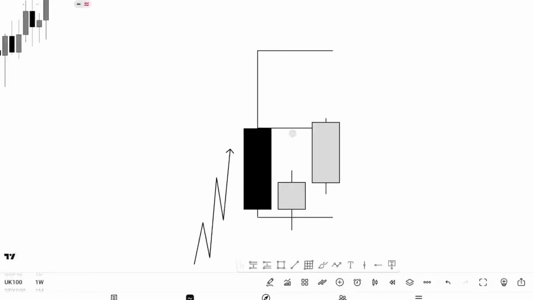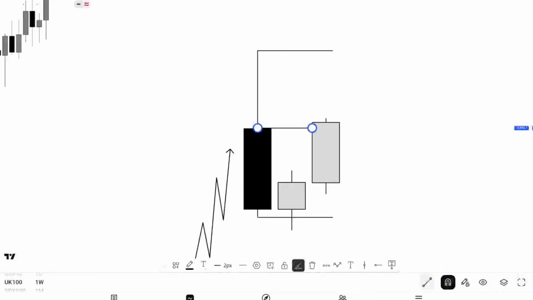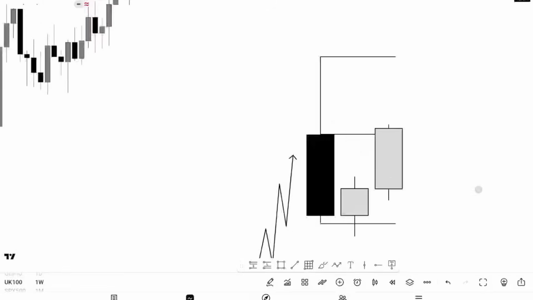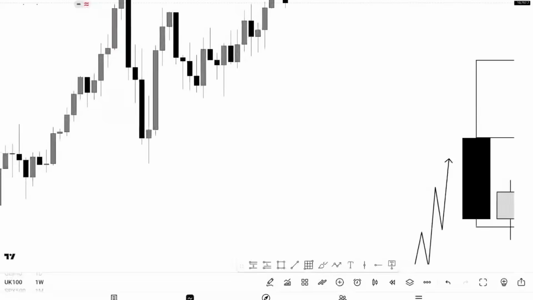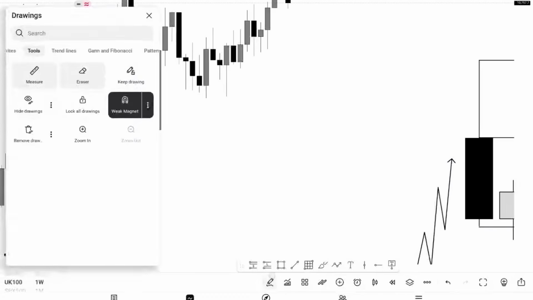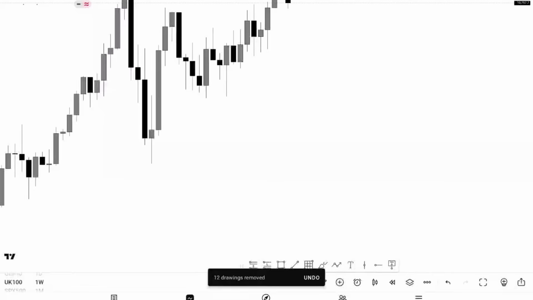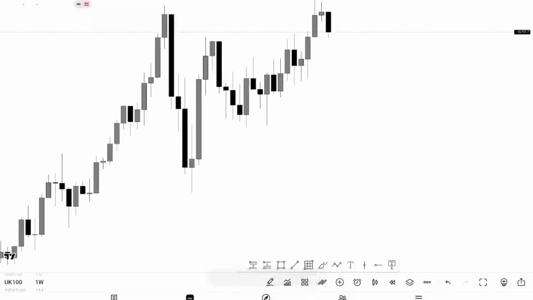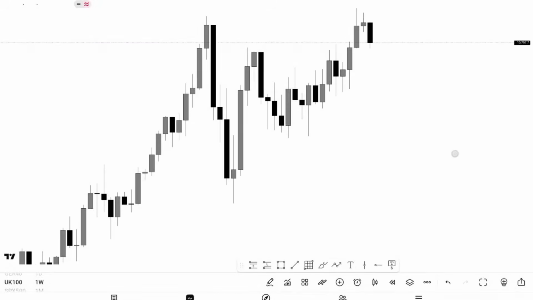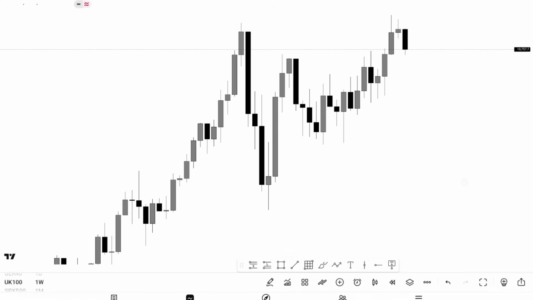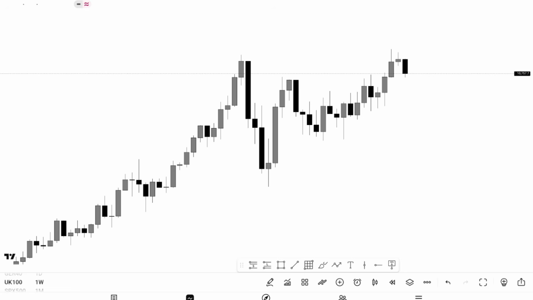So to cut the long story short, let's just go straight to the chart and see what we're talking about. Let me clear all of this drawing and let's check it out. So this is UK 100. We are using UK 100 for today's example on chart.